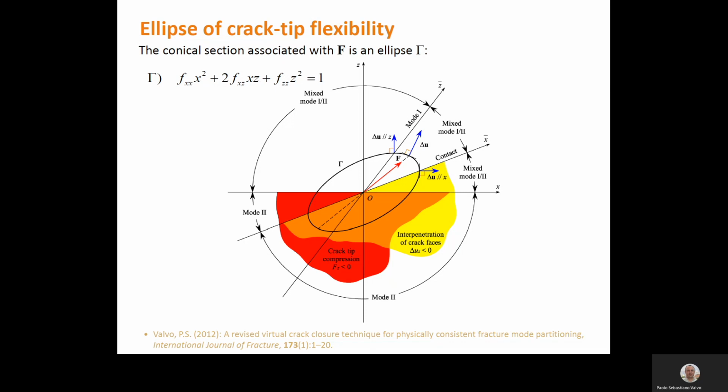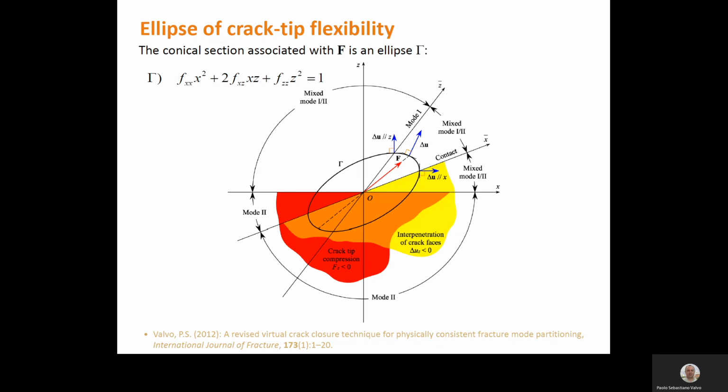This means that when the crack tip force F has the direction of the x bar axis, the relative displacement will have only an x component. It will have no component in the z direction, and conversely, when the crack tip force F has the direction of the z bar axis, the relative displacement delta U will be parallel to z, which means that no component in the x direction will be present.